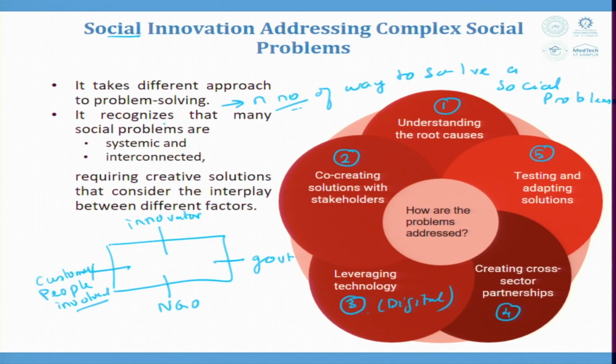It recognizes that many social problems are systemic and interconnected. Systemic means, suppose there is an error with respect to time or something, the error keeps creeping in over a period of time. So now what is happening is you have found out that for the initial maybe 10 months, 1 year, 2 years, there will be an offset, and only then does the error start.